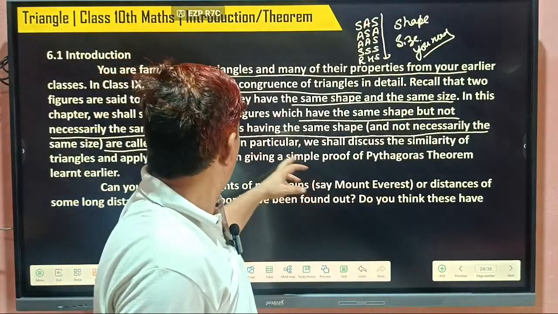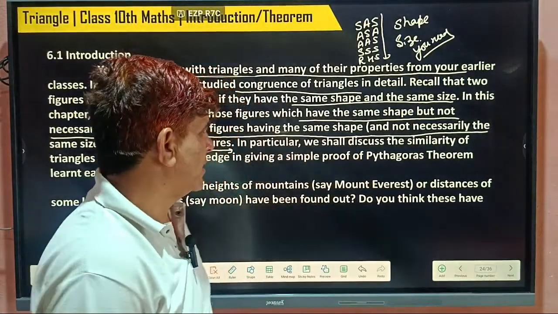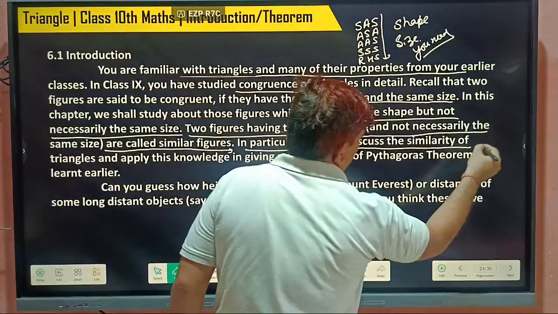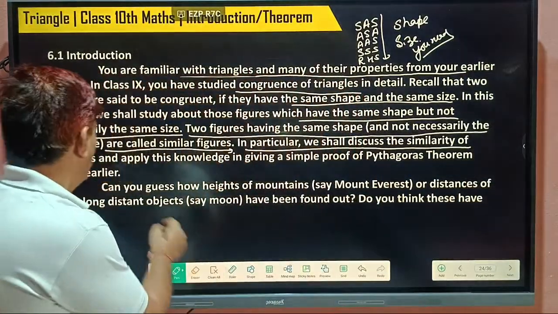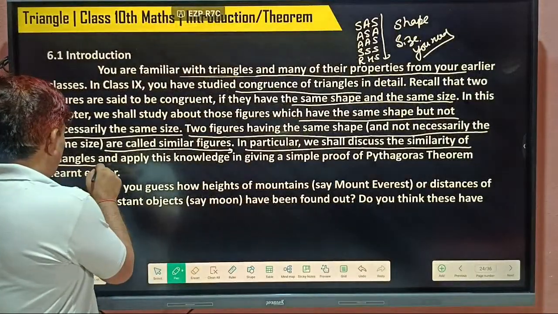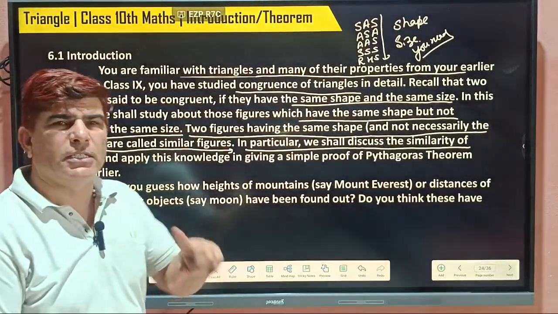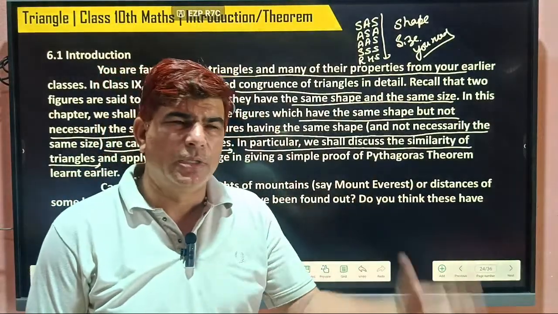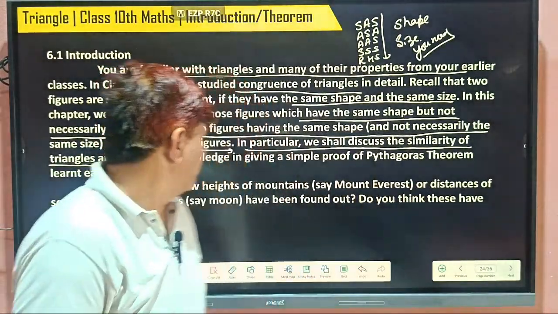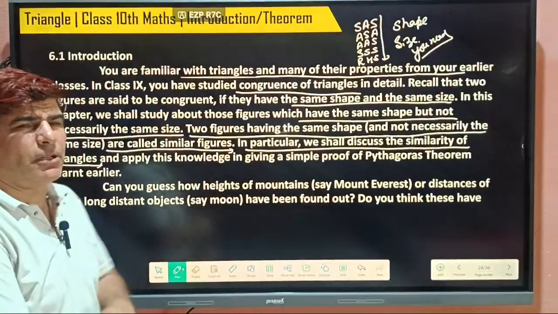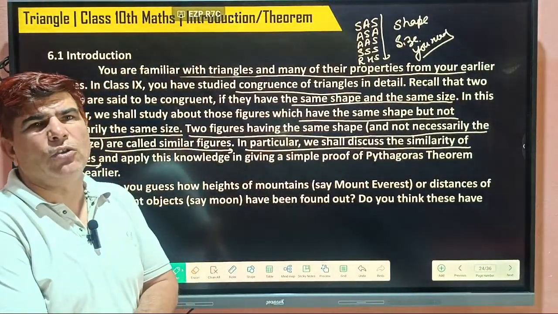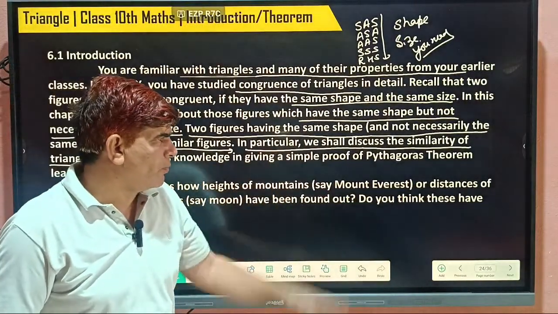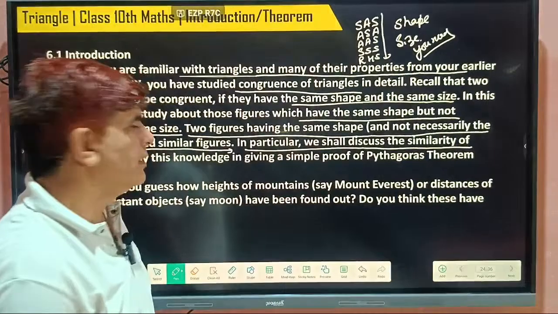So in particular, we shall discuss the similarity of triangles. In this chapter, we will discuss similarity of triangles. Its meaning is triangles having the same shape but size may or may not be the same. So that is called similarity. We will study in this chapter similarity of triangles and apply this knowledge in giving a simple proof of the Pythagoras theorem learned earlier.